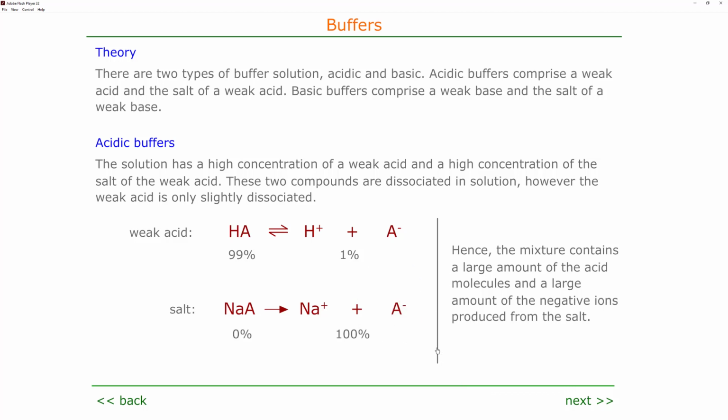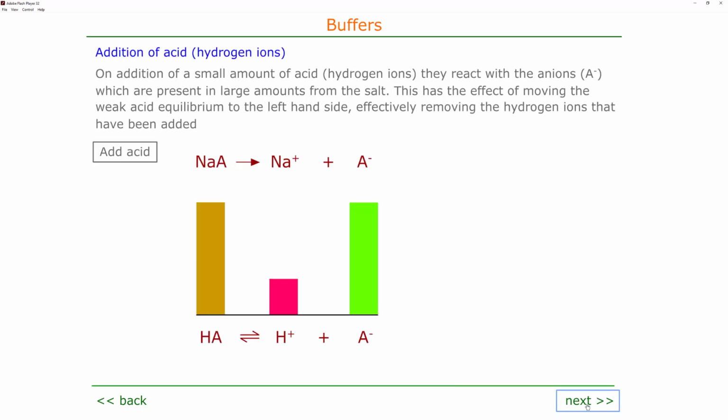And this is important when we add substances to the buffer system. So if we imagine here, this is a pictorial representation of our mixture. Right? Remember that it's a mixture. So we have a large amount of ethanoic acid represented by this orange bar, and we have a large amount of the ethanoate ions in the mixture. Now, of course, the pH is dependent upon the amount of hydrogen ions that are there. All right, so this is our pretend buffer mixture here. We're going to add some acid to the buffer mixture.